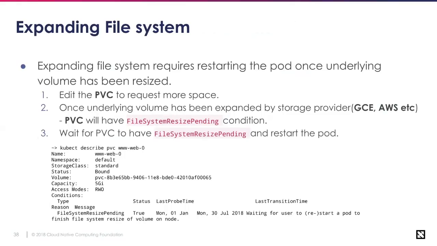Expanding the file system requires restarting the pod once the underlying volume has been resized. So the steps we generally follow are: edit the PVC to request more space. Once the underlying volume has been expanded by the storage provider, the PVC will have the condition FileSystemResizePending. As you can see, in this case it has that condition, so wait for the PVC to have that condition and restart the pod.